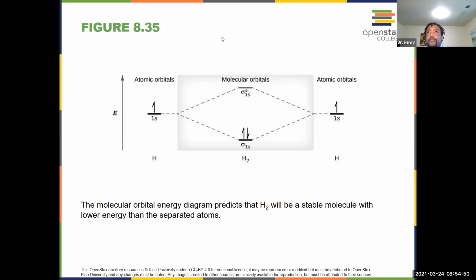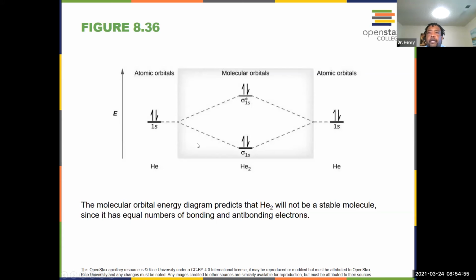Okay, so what if we do helium? We want to see if helium is going to form a diatomic. Okay, so what am I going to do? How do I calculate the bond order? So would it be 2? Okay, so we have 2, take away.